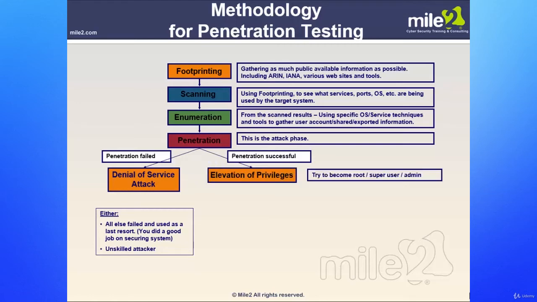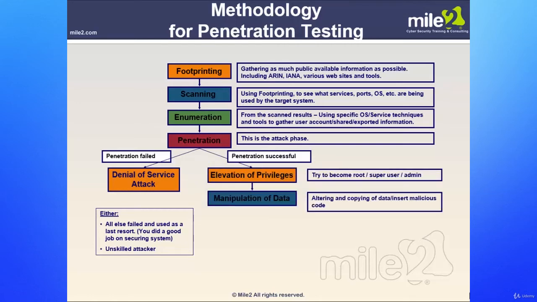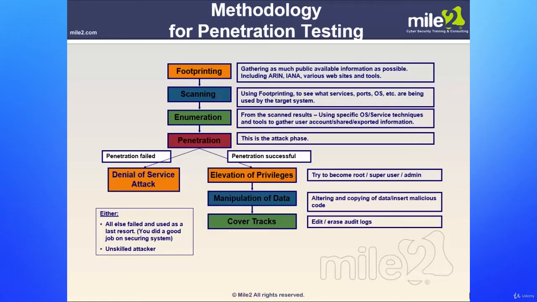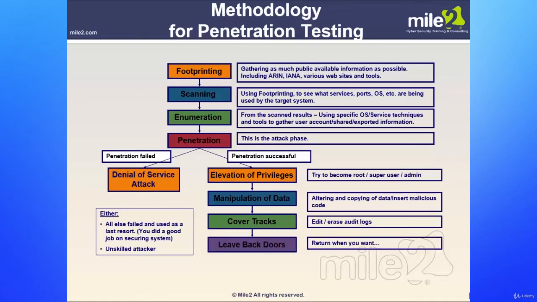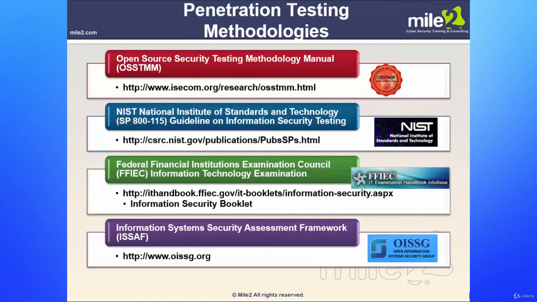If the penetration is successful, then we can go in and possibly do things like elevation of privileges, manipulation of data, covering our tracks and things like that. Anyway, good stuff. And of course, leave backdoors. Again, these could be your rootkits using tools like Netcat, which we'll be talking about as well, and you'll need to know some things about that.